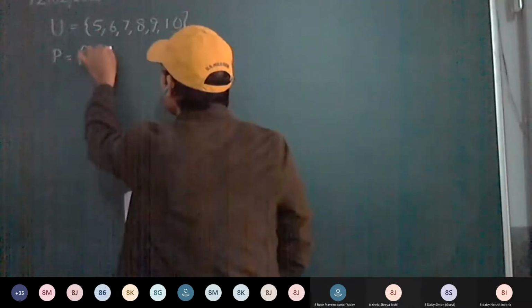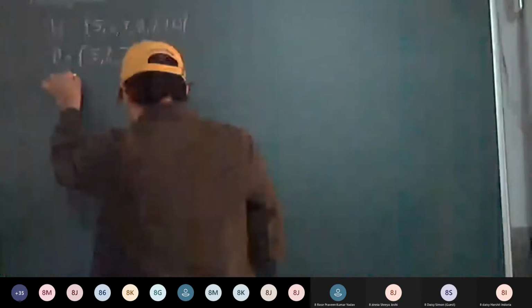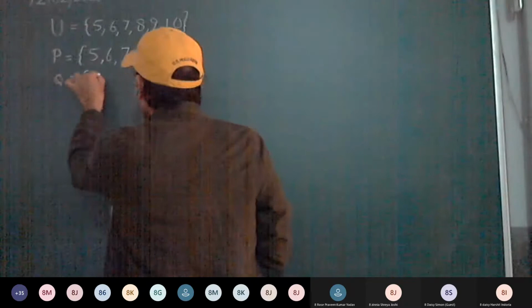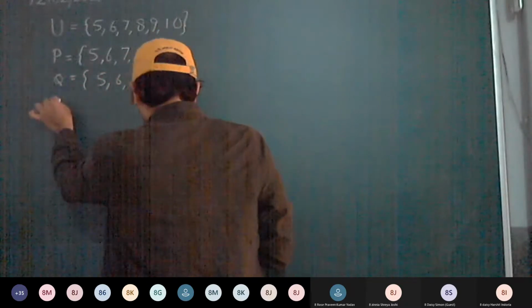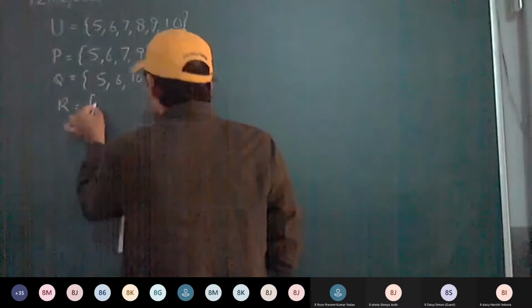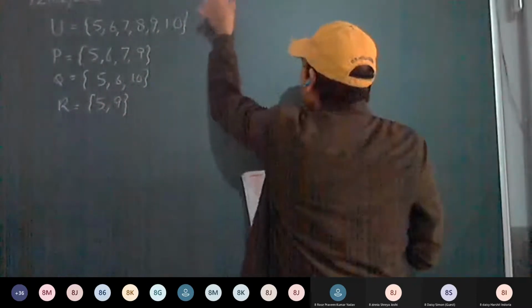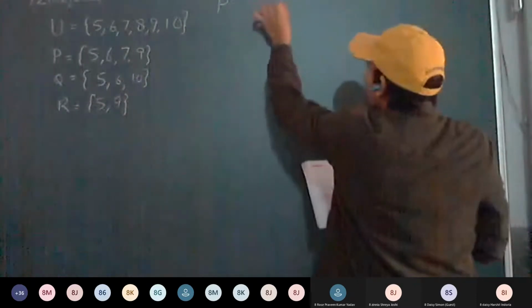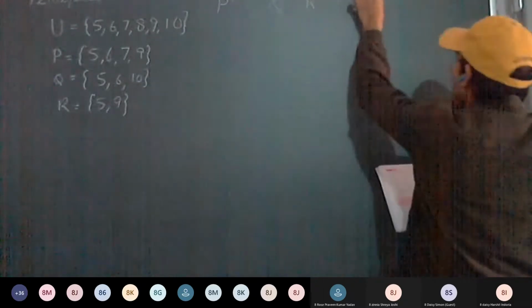P is 5, 6, 7, 9. Next is Q: 5, 6, 10. Then we have R: 5, 9. Now we have to find P dash, Q dash, R dash, and P minus Q. We'll be doing these four first.